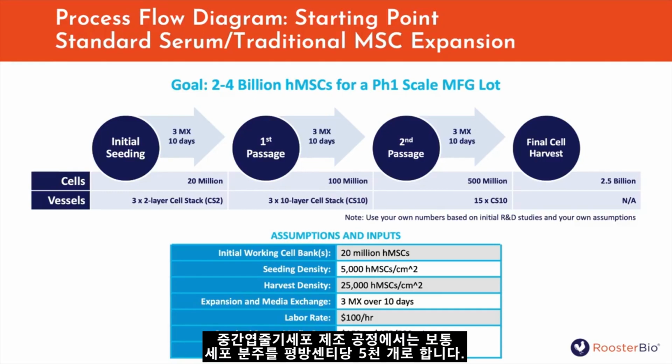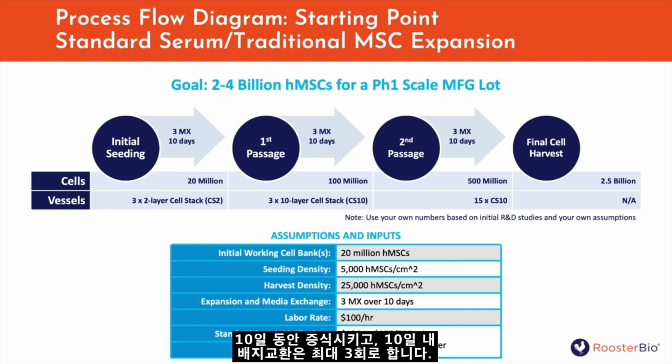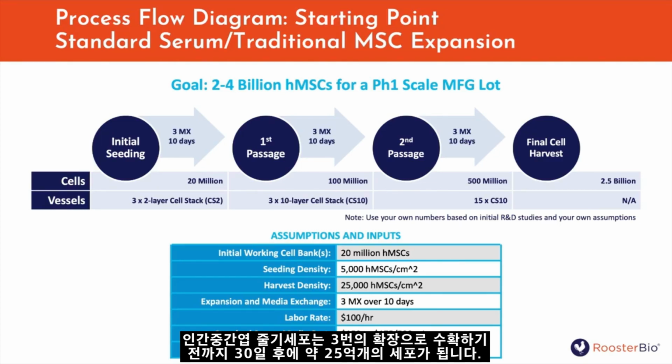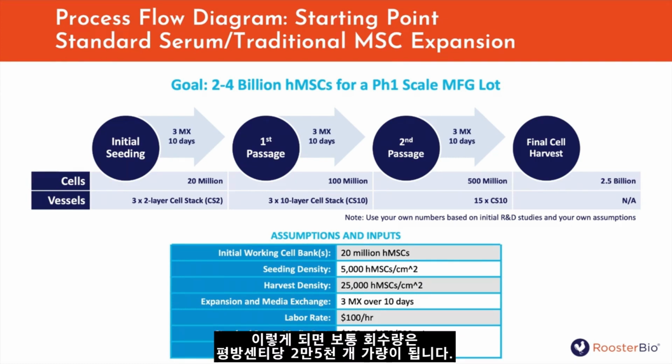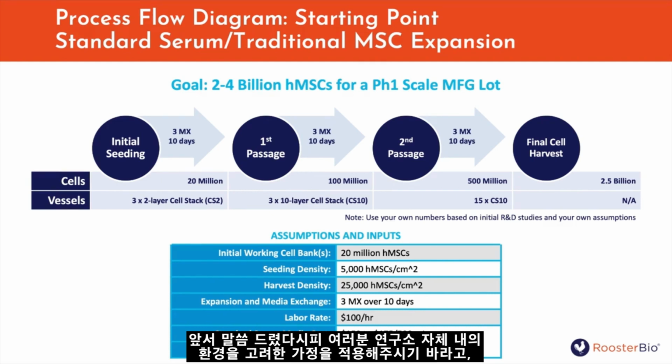For a typical MSC manufacturing process, cells are seeded at approximately 5,000 cells per centimeter squared. They are expanded for approximately 10 days with up to 3 media exchanges during that period. This is necessary to meet our lot size needs, and the hMSCs are expanded 3 times prior to harvest of approximately 2.5 billion cells after 30 days. Typical harvest densities are around 25,000 cells per centimeter squared in this case, and labor rates and media costs are based on industry standards. While these are our estimates, it is important that you use your own assumptions that are best for your situation.